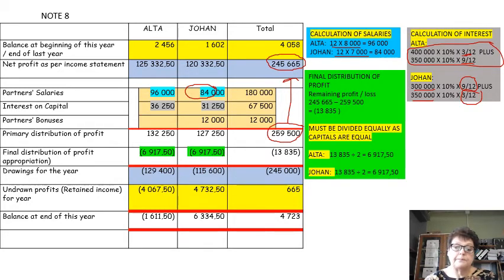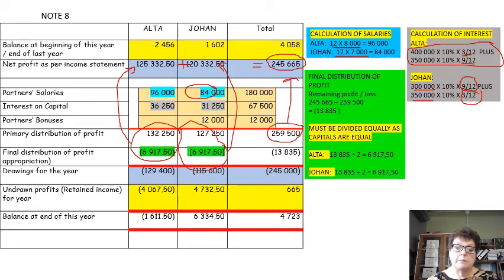There are the amounts. Our next step is to get our net profit as per income statement. You have to take these two amounts and you subtract to get that answer. The same on this side. These two amounts, subtract to get that answer. Those two together, those two cannot be more or less than the net profit.